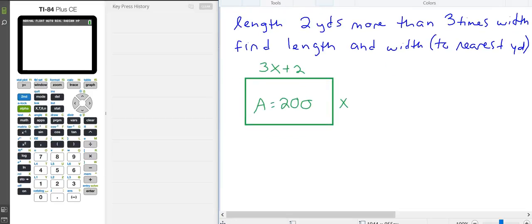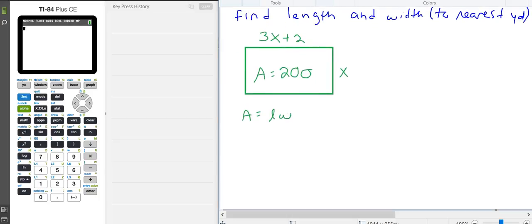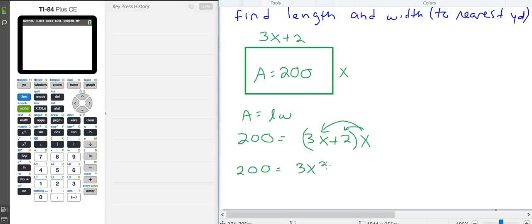And we also have an equation for area relating length and width. We know that area is always going to be the length times the width. So let's just plug in what we know. We know that the area in this case is 200. So 200 is equal to the length, which is 3x plus 2, times the width, which is x. Now we have to solve this equation. Let's distribute the x. 200 is equal to 3x times x is 3x squared. 2 times x is 2x.